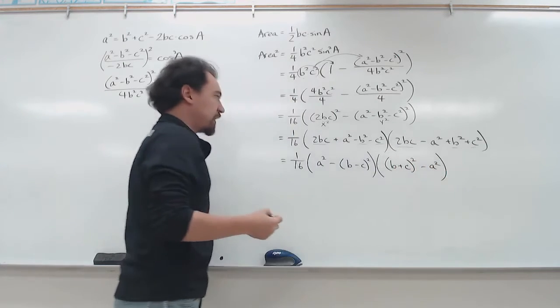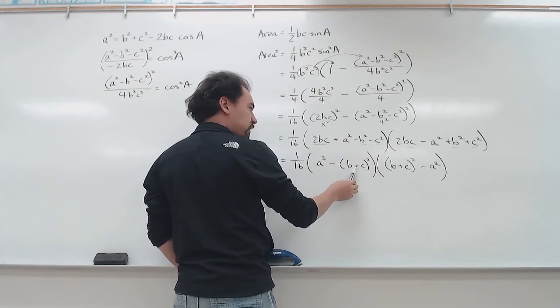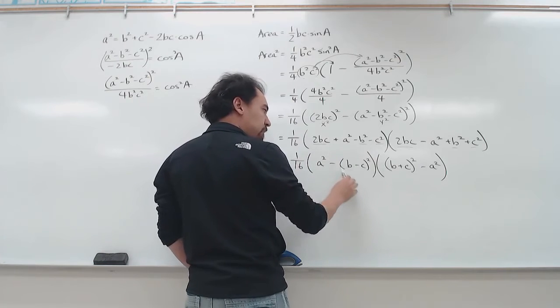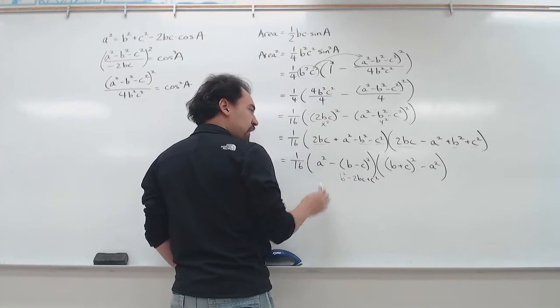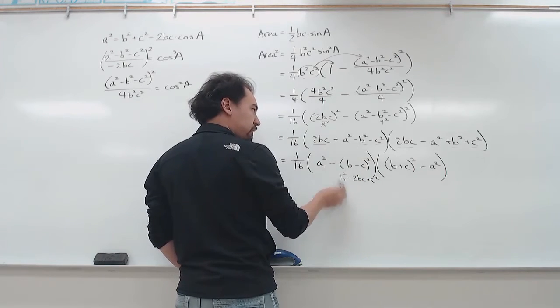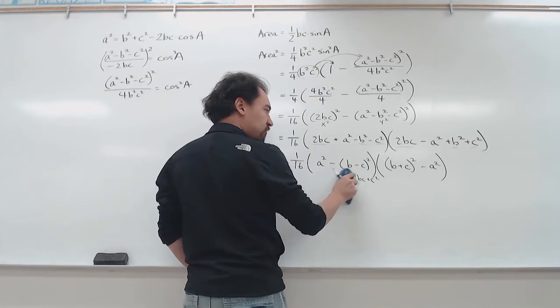Now, what have I done here? So I took these 3 and turned it into this. Why can I do that? Because if I were to expand this, it would look like b squared minus 2bc plus c squared. And notice the negative in front makes it so I have negative b squared plus 2bc minus c squared. Cool? That's the justification there.